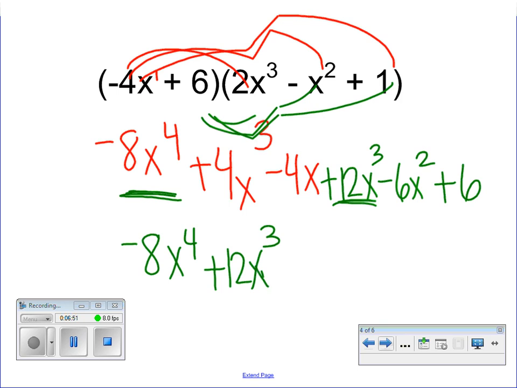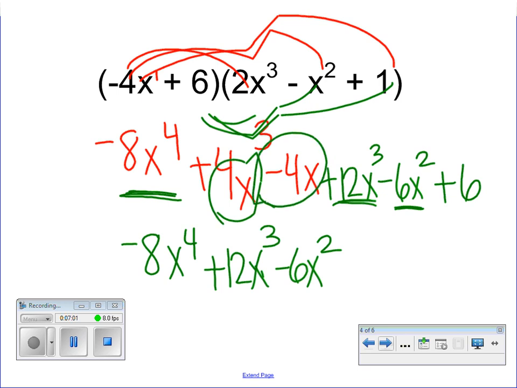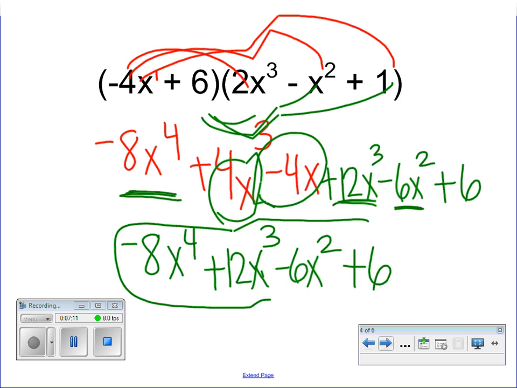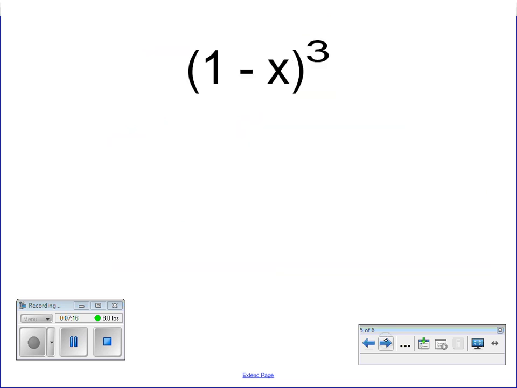Now I'm looking for my x squareds. I see a negative 6x squared. Next would come our x's. I have a positive 4x minus 4x. That's just 0, so I don't have to write anything there. And then last, my constant, plus 6. Okay, there would be your answer.